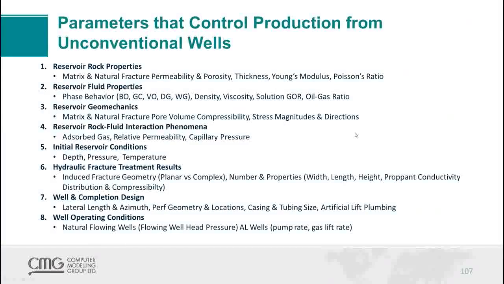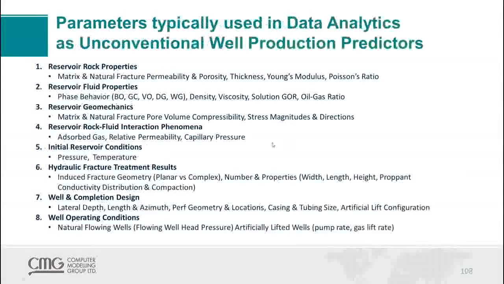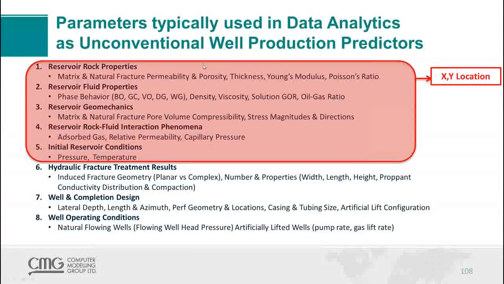So this slide's pretty busy, but I think it does a pretty good job of suggesting what reservoir and well parameters and fracture parameters you would really need to specify in order to predict production from unconventional wells. And the way that I've seen data analytics treat these parameters is as follows. Normally, I don't see any of the first 5 items going in as reservoir parameters or any type of predictor parameters into a data analytics forecast.